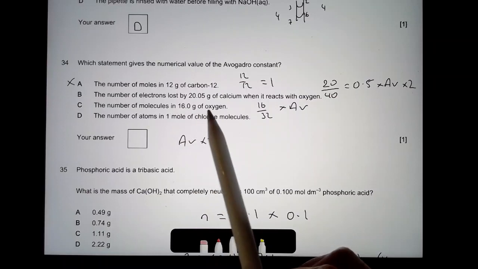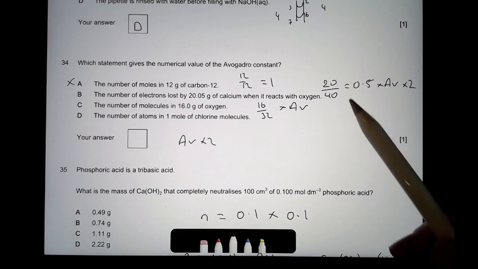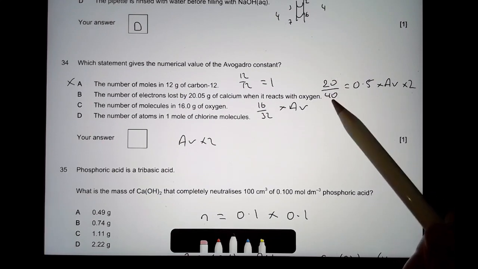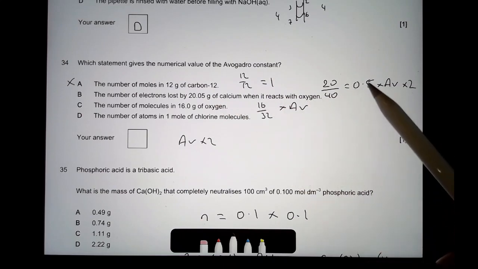B, the number of electrons lost by 20.05 grams of calcium. So I need to work out how many moles of calcium I have. So it's going to be 20 divided by 40. I've just rounded this down a little bit, but it's 20 divided by 40. So you have 0.05 moles of calcium.